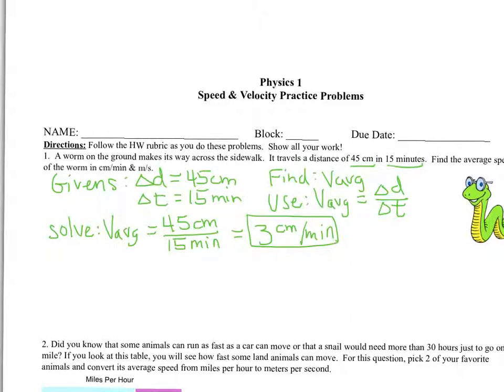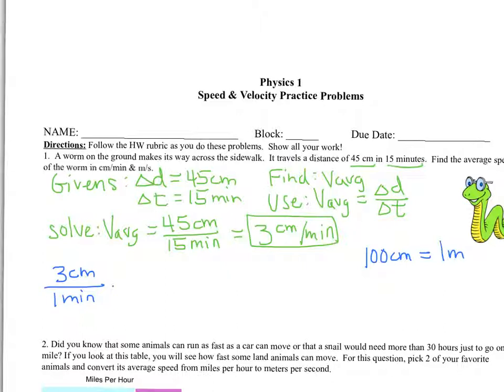So I'm going to rewrite my answer here of 3 centimeters per minute. This is the same as writing 3 centimeters divided by minutes. There's no number there, so I can put a 1 in front. So 3 centimeters over 1 minute. Let's now deal with the centimeters first. I need to think about what conversion can get me from centimeters to meters, because that's what I'm asked for. And I know that 100 centimeters equals 1 meter.